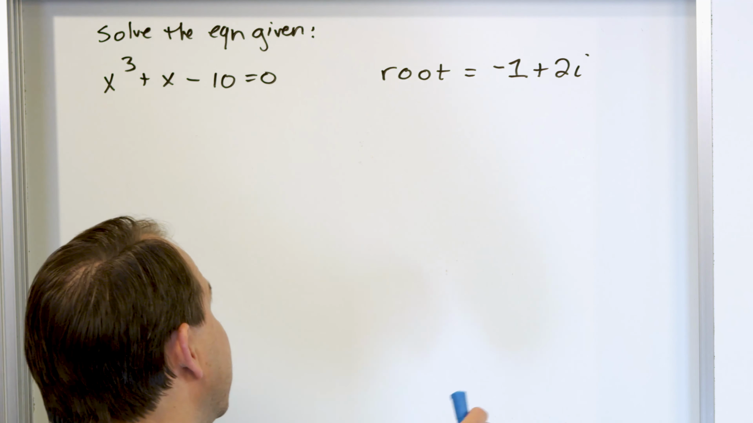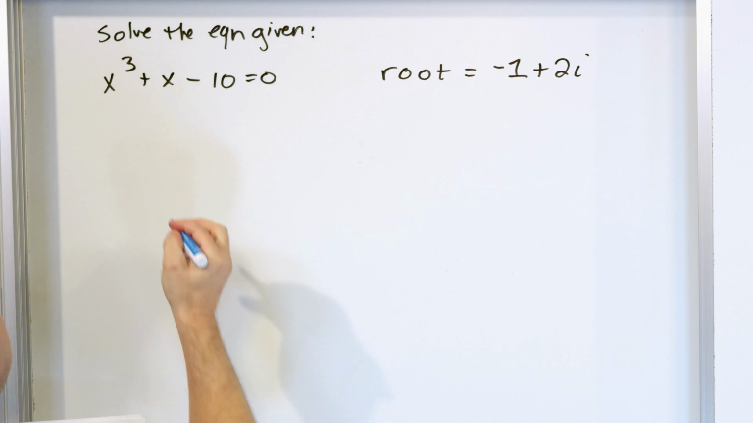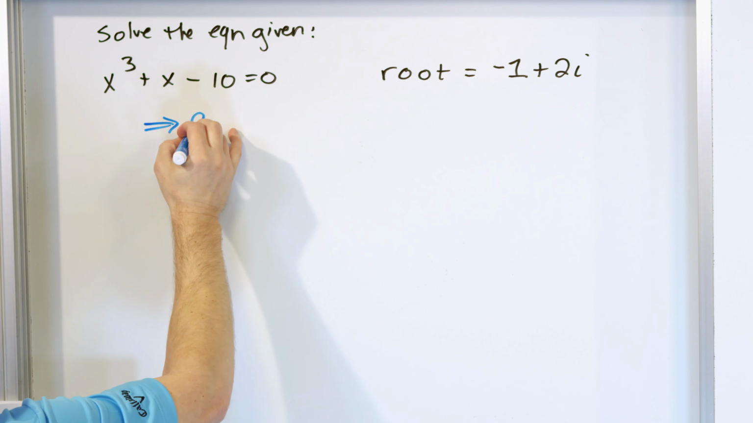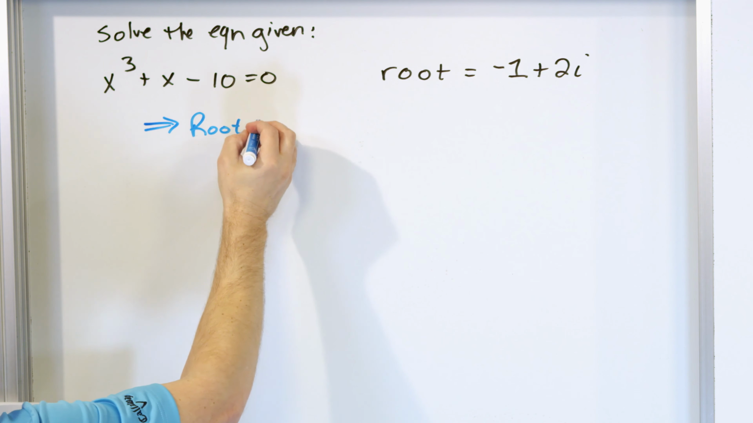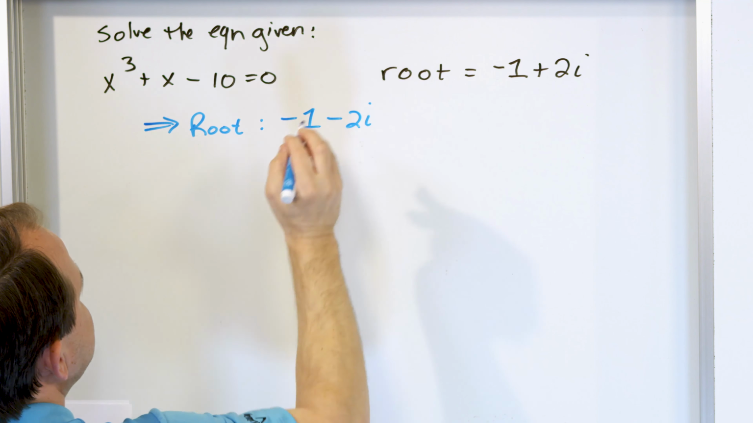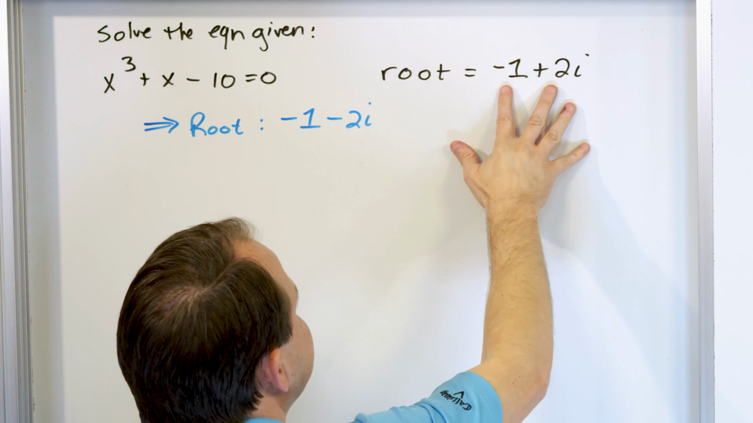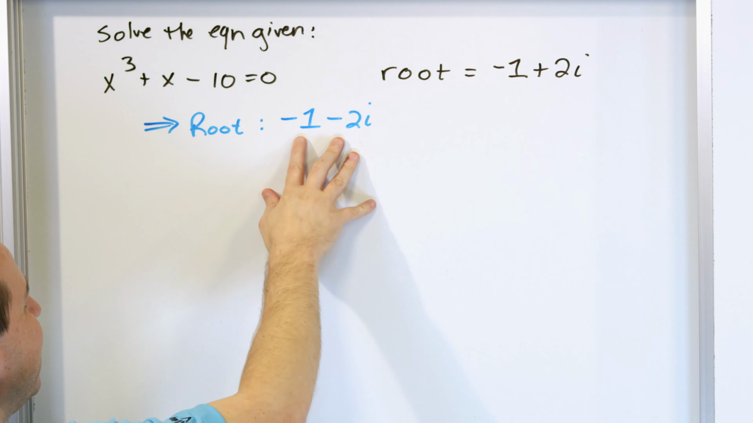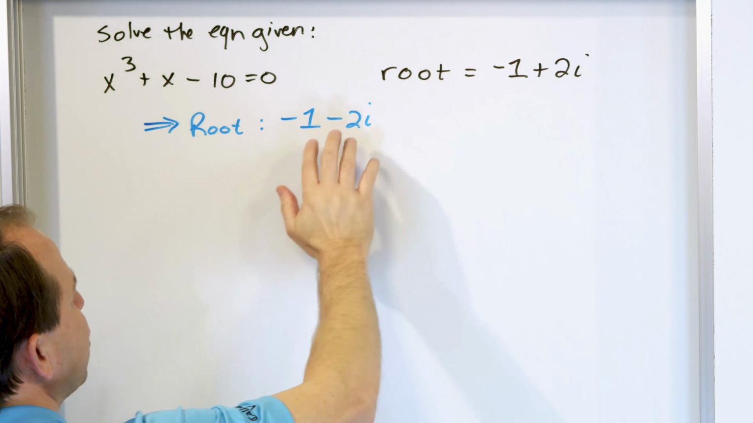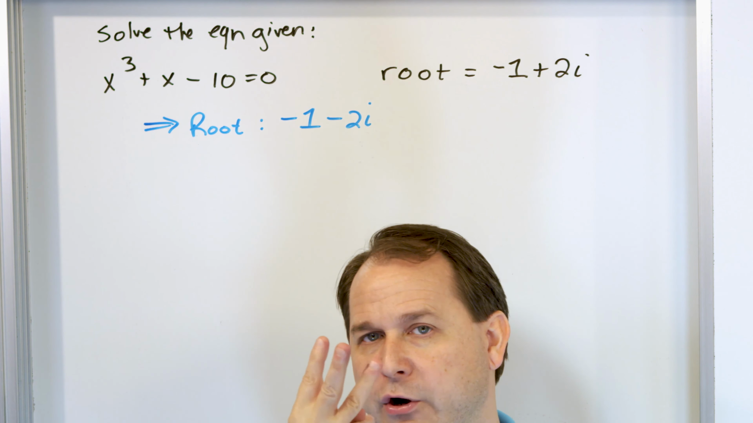So from the conjugate root theorem, we also know that another root, we don't even have to prove it, is the conjugate of this one, negative 1 minus 2i. So because of the conjugate root theorem, I know this is a root, and I also know that this is a root. That's only 2 roots, however, and that's a cubic polynomial on the board, so there has to be one more for a total of 3.